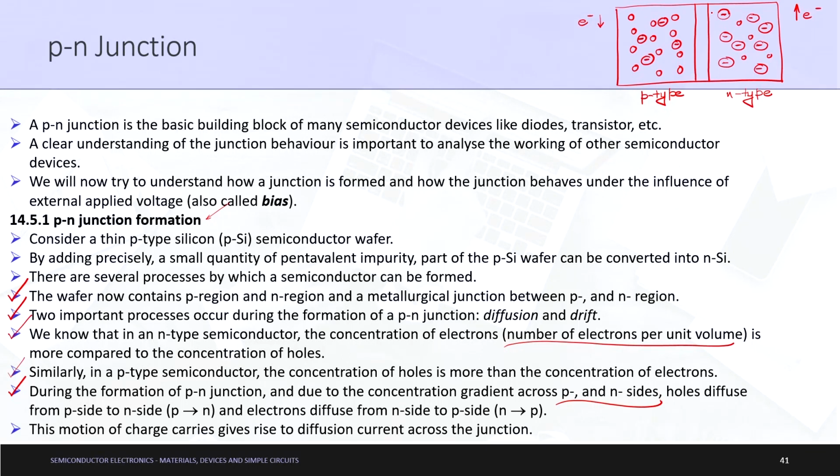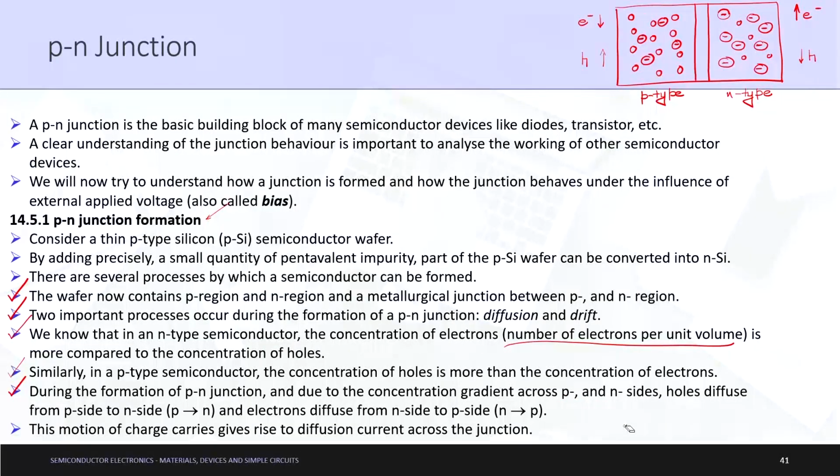Let's not go into technicality right now. Similarly there is a lower number of holes here and a higher number of holes here. So we can say there is a concentration gradient happening. Why? Because there is a difference in concentration on the right hand side and left hand side. Seeing from the front, there is a difference in concentration between the P type and N type.